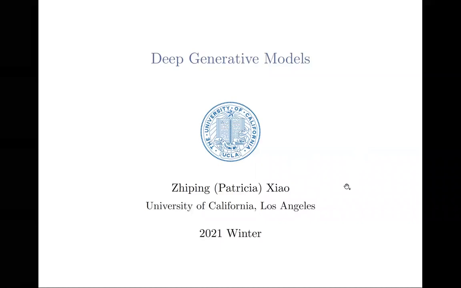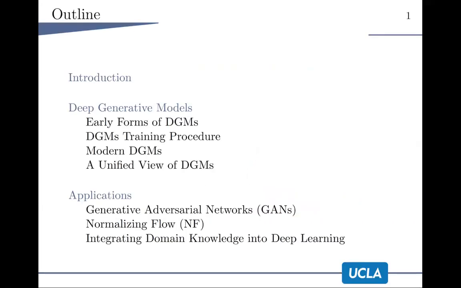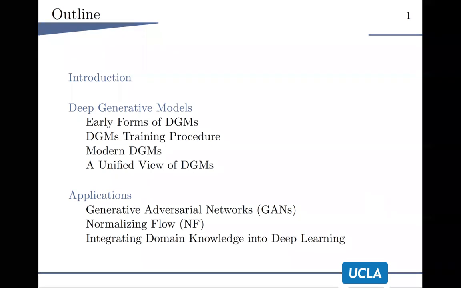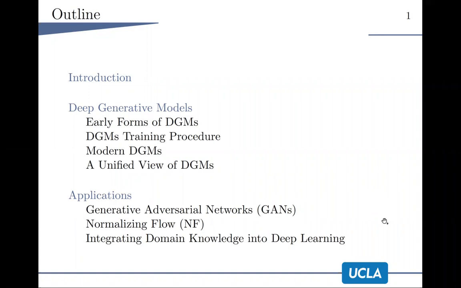Okay, so first of all, thank you everyone for coming to this reading group on deep generative models. We are going to go through deep generative models, some foundations, and especially a unified view of deep generative models using a lot of the knowledge from previous lectures, such as variational inference. And then we'll go to some applications, including some tricks and some interesting examples, some very promising future directions, such as integrating domain knowledge into deep learning.